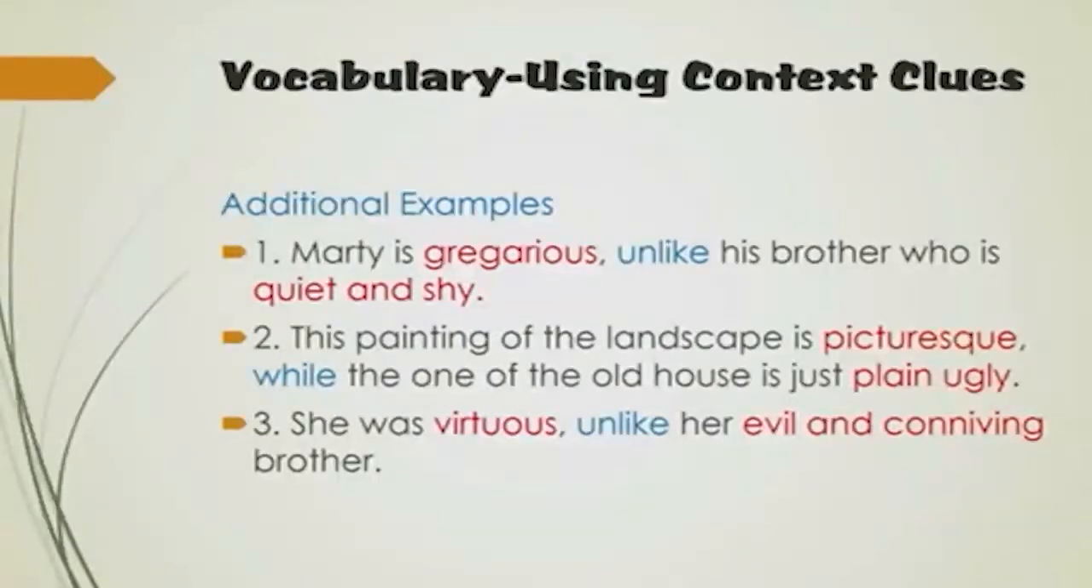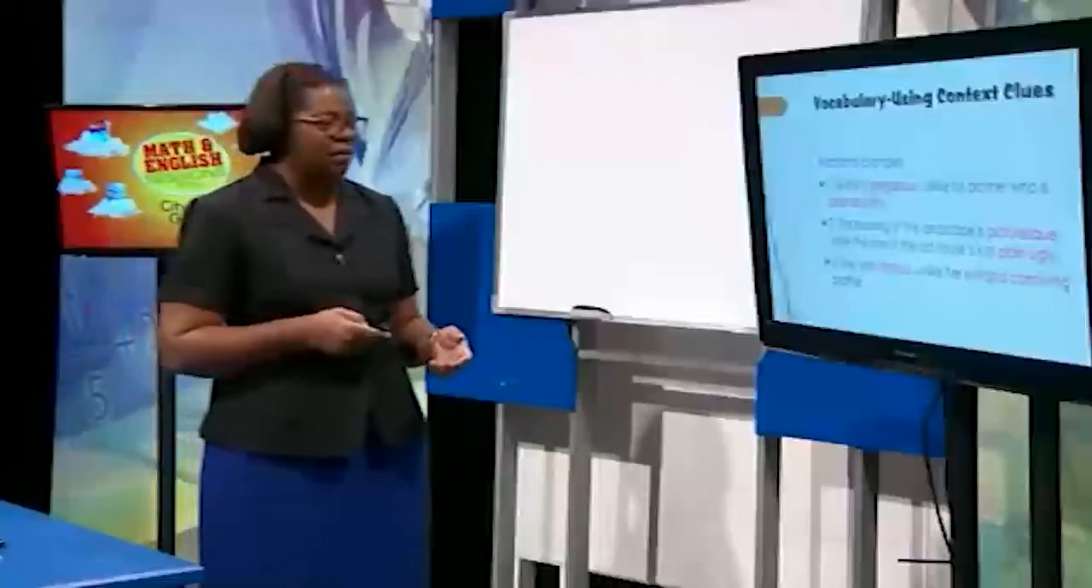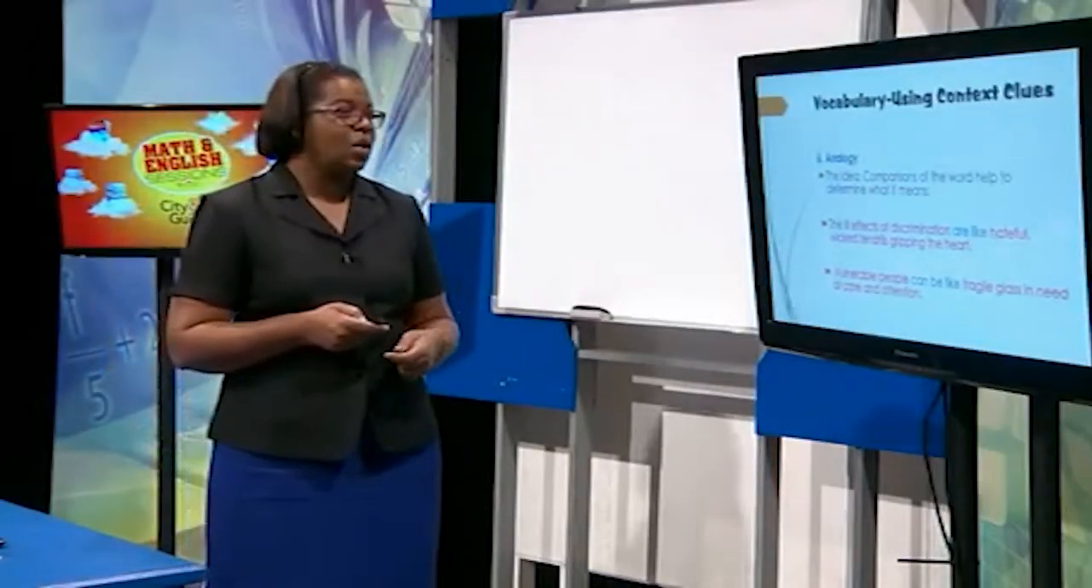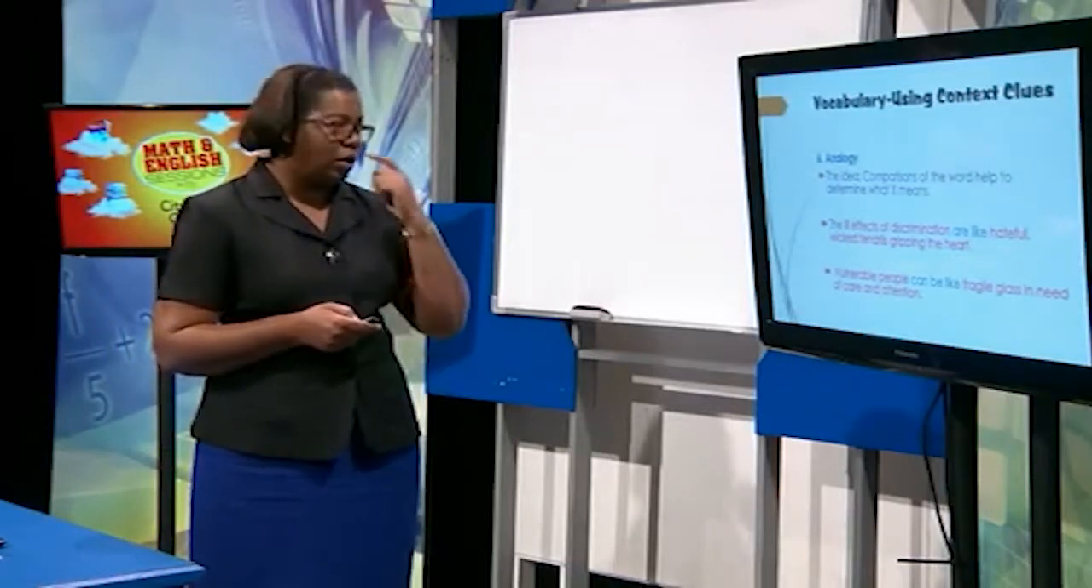Number 3, she was virtuous, unlike her evil and conniving brother. So if I don't know what virtuous means, I know what it is not, right? So, unlike evil and conniving. All right, analogy, comparisons. So comparisons can be used. So comparisons of the words help to determine what the words mean.